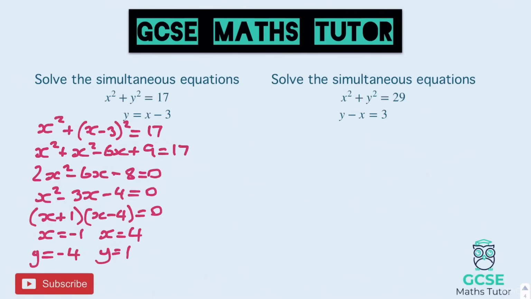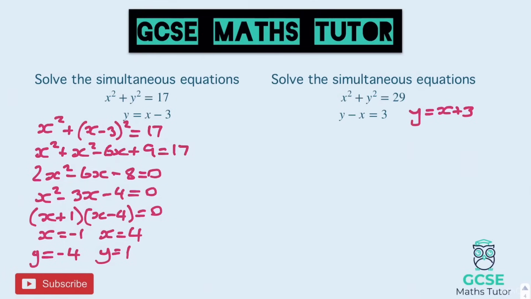So we need to rearrange this. Now again, you might have done this in two different ways. I'm going to add x to both sides. So we'll get y equals x plus 3 or 3 plus x. I'm going to leave it as x plus 3 though. There we go. And now I'm going to sub that in. Again, you'll get the same answer if you've done it the other way, but that was the quicker way there. So let's sub that in. We're going to solve it this way.